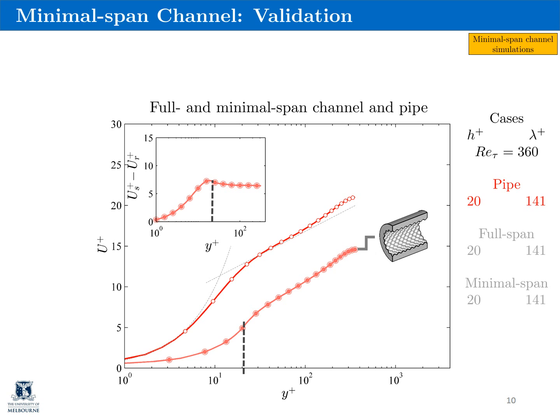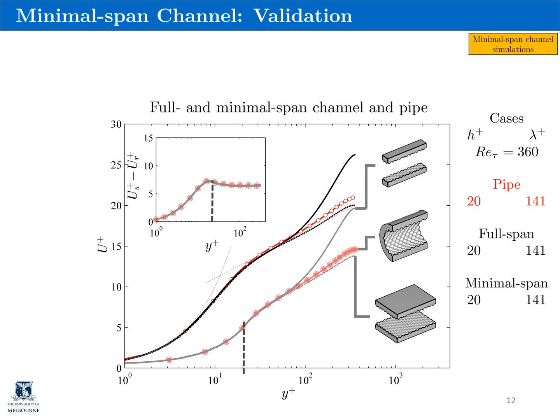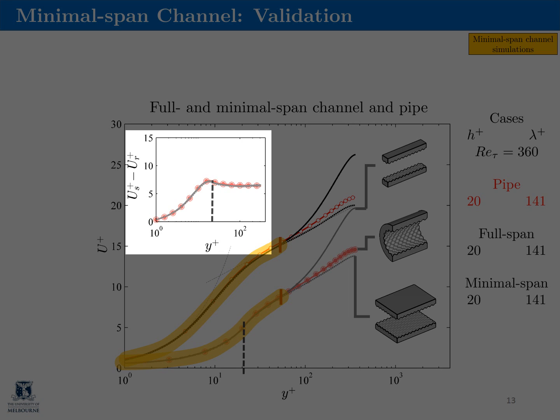Plotting the mean velocity profile of the full span channel, we observe that they are very similar to the pipe simulations, except in the outer region of the flow where the wake of the pipe is slightly larger. Here are the mean velocity profiles of the minimal span channel. You can see that the mean velocity profiles of the full and minimal span channel and pipe are identical up to a certain wall normal height. Above this wall normal height, the mean velocity profile of the minimal span channel increases at an increasing rate. Looking at the plot of the velocity difference, it is found that all 3 flows collapse on top of each other. This gives us confidence that the minimal span channel simulations are able to provide reliable estimates of the roughness function.